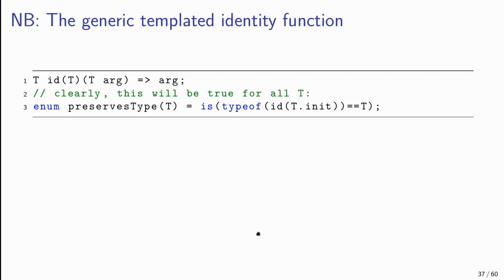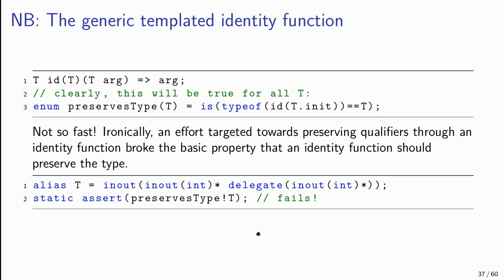So a nice consequence of this is that actually the generic template identity function preserves the type for all argument types. Well, actually it doesn't, right? Ironically, there is this type T here, an inout qualified inout int pointer delegate, that if you pass it to an identity function, will return something of a different type than what you passed in, because some of the inouts here will be replaced by const. So the effort to preserve type qualifiers through an identity function actually prevents us from preserving types for an identity function.